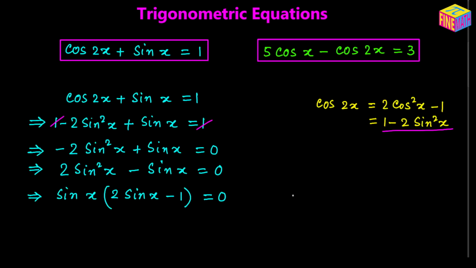Either we have to convert them into a single trigonometric function on one side and the other side could be any numeric value. The other way is we have to bring everything to the left hand side, make the right hand side 0, and then try to factor on the left hand side. Now here you see we have been able to come up with two factors. Now from here we can say that sine of x equals 0 or 2 times sine of x minus 1 equals 0.